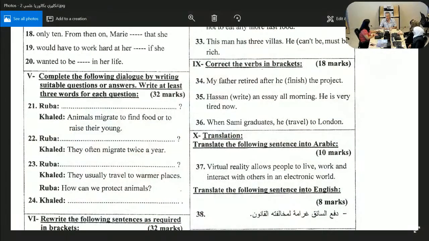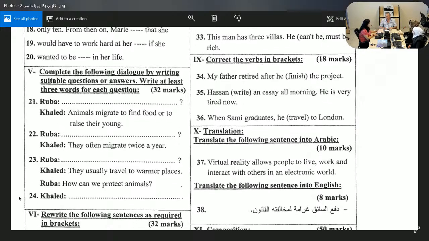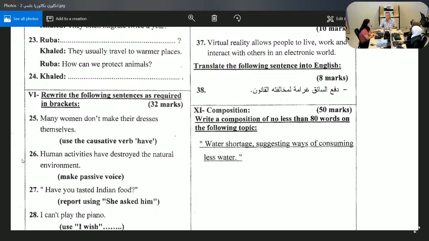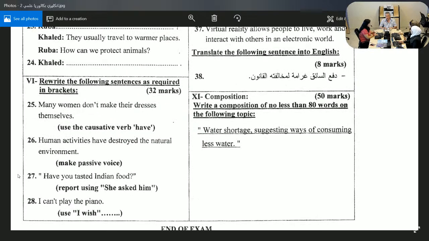So here, again, about the dialogue, you have the answers and you need to write the questions. Go down, Mr. Rawa, please, to the "write the following sentences" part. They have to pay attention that it's a dialogue, so you need to read it as a whole, not as separate sentences. Rewrite is a very important part for the students. We explained the causative verb, the passive voice, reported speech and reported questions, then wish sentences. So this part needs you to know them, and we have given them examples.